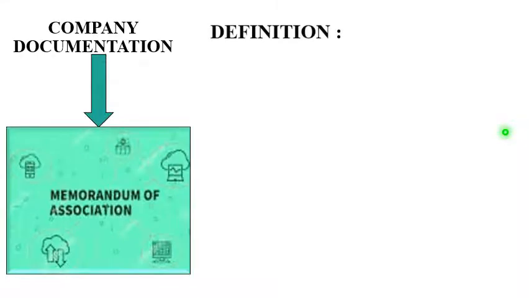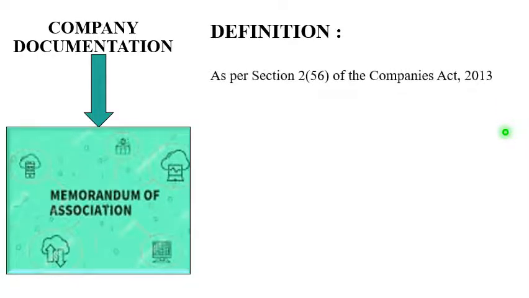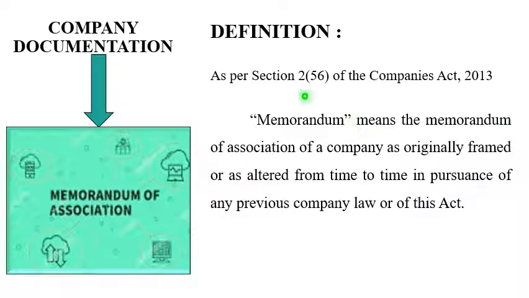Next is the definition of Memorandum of Association as per the Companies Act 2013. As per Section 2(56), Memorandum means the Memorandum of Association of a company as originally framed, what the company originally made, and as altered from time to time in pursuance of any previous company law or of this Act.